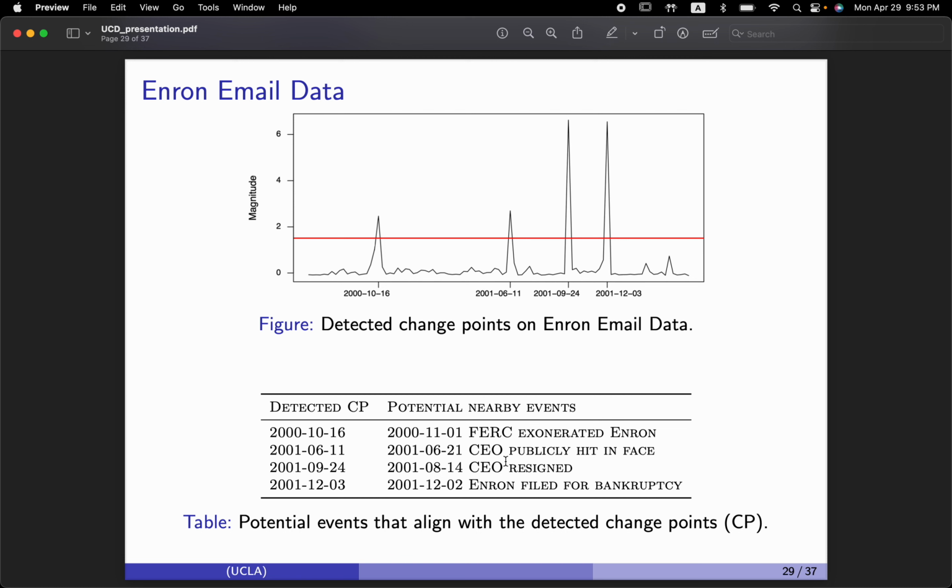And then we can see that we have two very large spikes here, which are associated with when the CEO resigned and when Enron filed for bankruptcy. And then we also have two smaller spikes here that are associated with when the federal government exonerated Enron of wrongdoing and also some confrontations in the public.